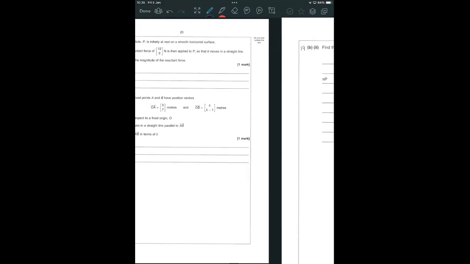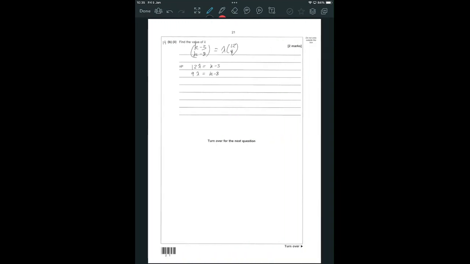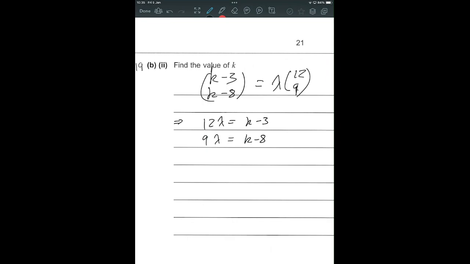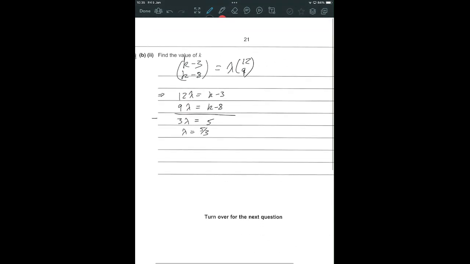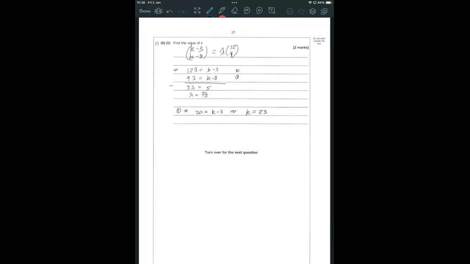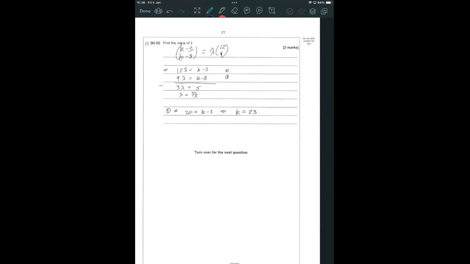I'm going to have a quick check that I haven't copied anything with the previous line wrong. K minus 3, K minus 8. Brilliant. This is simultaneous equations. You could use these in your calculator. I'm just going to subtract them, because when I subtract them, I get rid of the k's immediately, and then equation 1 is going to tell me 12 times 5/3 is 20. Tells me that k is 23, and if I do a mental check, that does work in equation 2 as well. So k is just 23, using the fact that parallel vectors are multiples of one another.